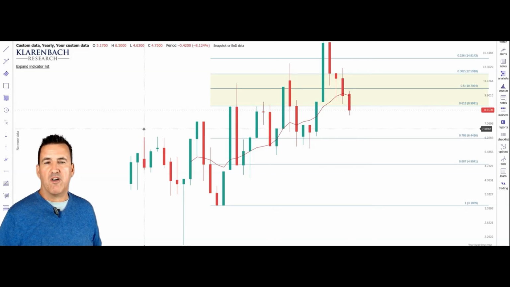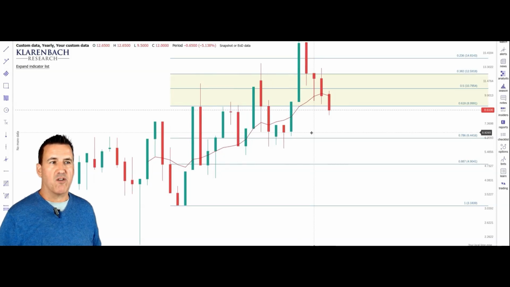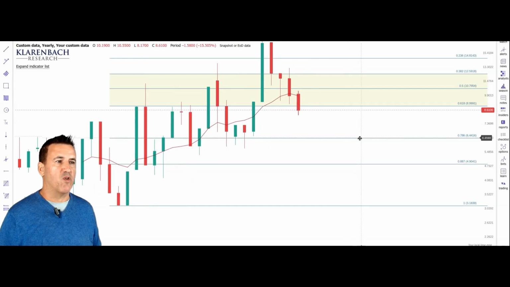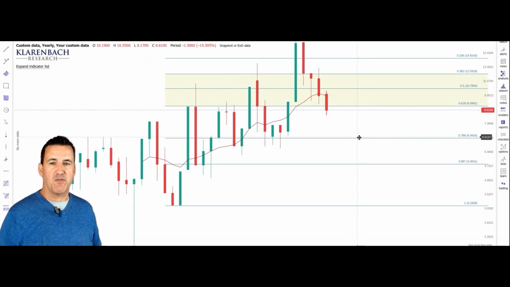Previous resistance often acts as support. Will it this time? That is the question on everyone's mind. If it does not, it's moving down to the 644, 650 level, which is my next level of interest down here. Let's look at the monthly chart.